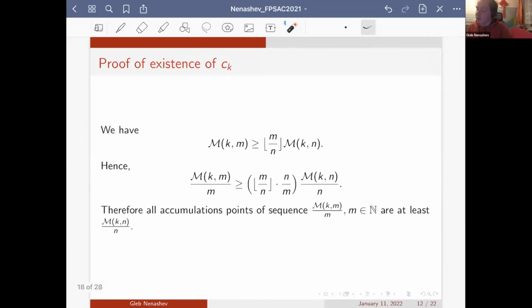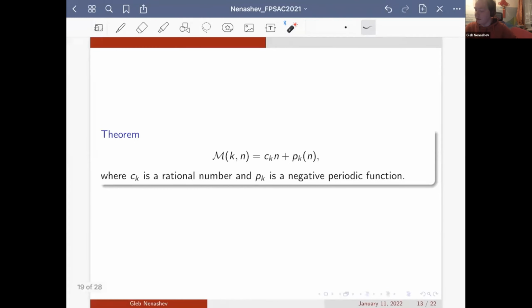But its existence is not everything. The main result is that CK, in fact, is a rational number.